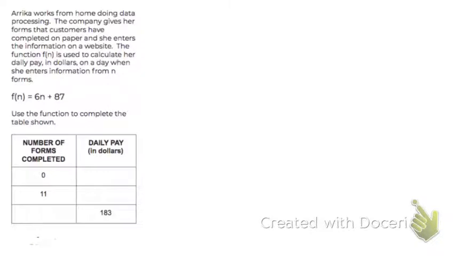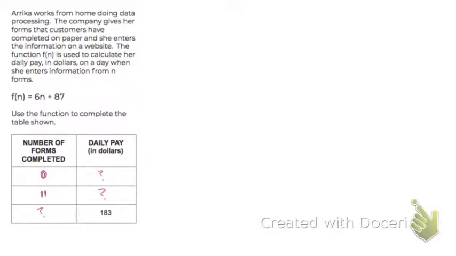So this table is showing us the number of forms completed, and then the daily pay. So like that first row is saying that if they complete 0 forms, what is their daily pay? If they complete 11 forms, what is their daily pay? And the last row is saying how many forms do they have to complete to make $183. Okay. So let's read the problem.